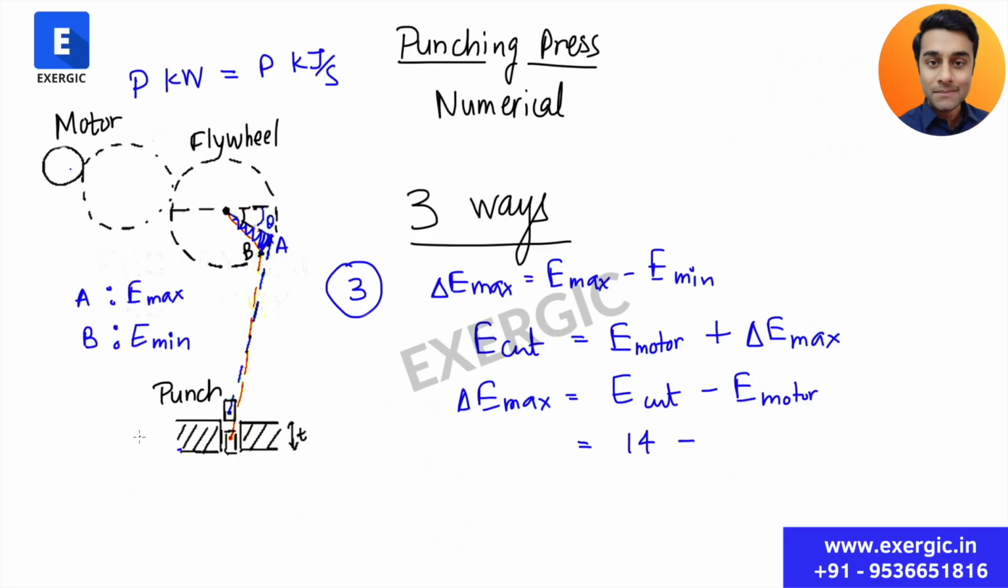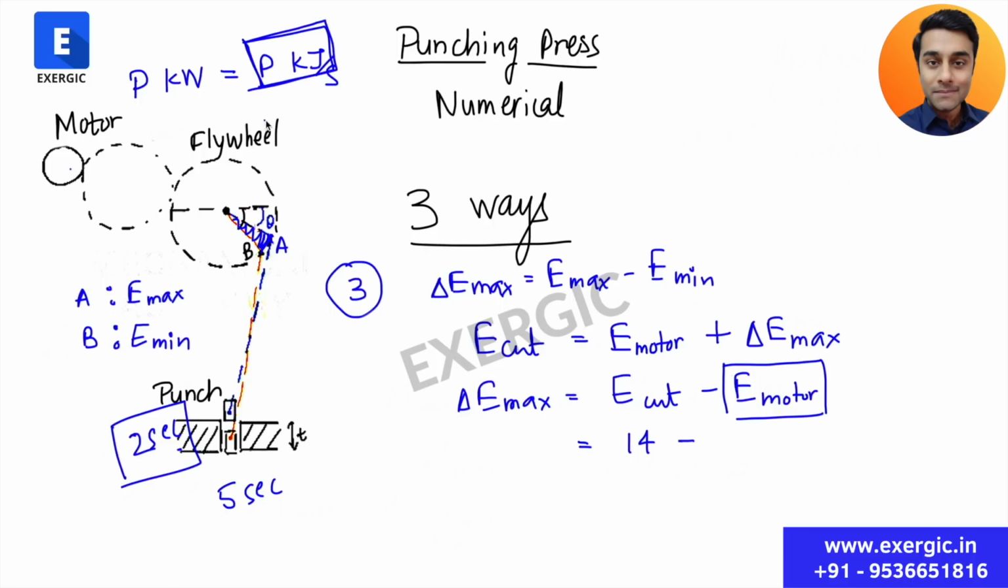If somehow you have been given in the question that 2 seconds is the time of cutting, and you calculated that 5 seconds is the time of the cycle, you can clearly know how much energy is given by the motor in cutting. Tell me, what should we write here? In 1 second, the motor is giving p kilojoule of energy. This is the energy of the motor during cutting. Cutting is happening in 2 seconds. So it should be 2p, isn't it?